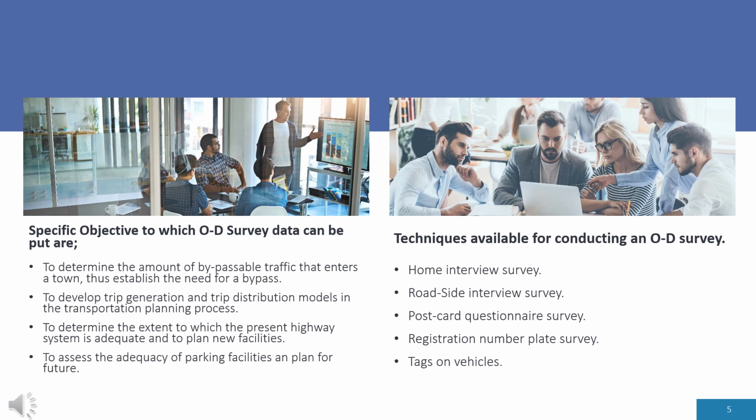These are the specific objectives to which origin-destination survey data can be put. First, to determine the amount of bypassable traffic that enters a town, thus establishing the need for a bypass. Second, to develop trip generation and trip distribution models in the transportation planning process. Third, to determine the extent to which the present highway system is adequate and to plan new facilities. Fourth, to assess the adequacy of parking facilities and plan for the future.